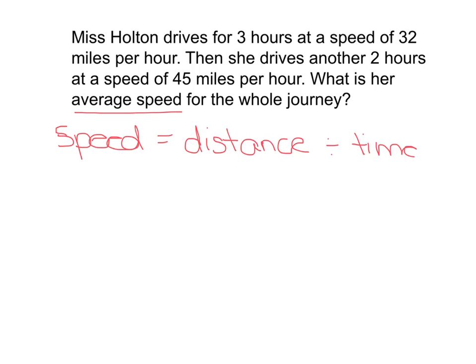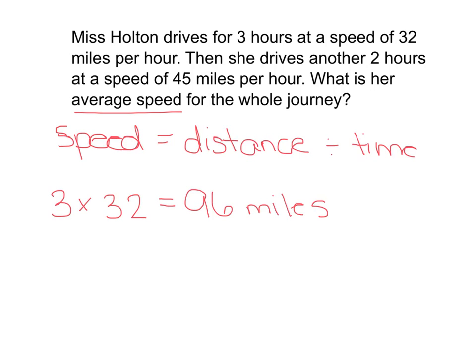Miss Holton drives for 3 hours at a speed of 32 miles per hour. That means she went for 3 hours and she went 32 miles each of those hours. So we have to do 32 times 3, and we get 96 miles for the first part of her journey.